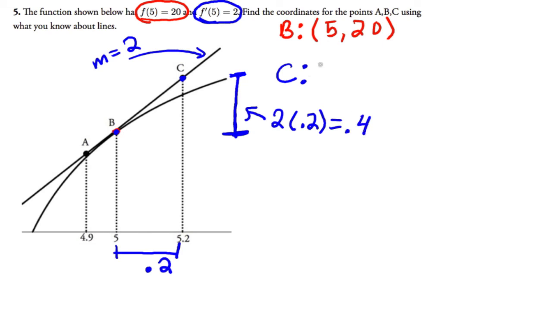So then for C, I have the x value, which is 5.2, and then the y value is going to be whatever the y value is right here, which is 20. And then I'm going to add what I just found, 0.4. So this is going to be 20.4 for the y value, because I know that this distance from here to here is 0.4.